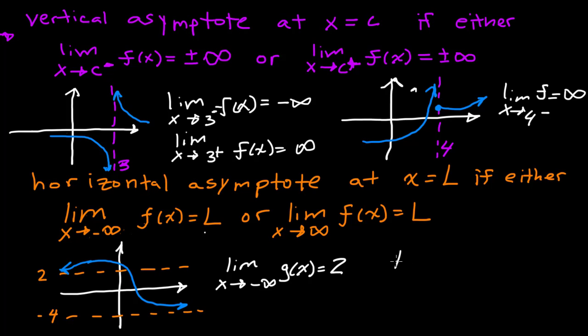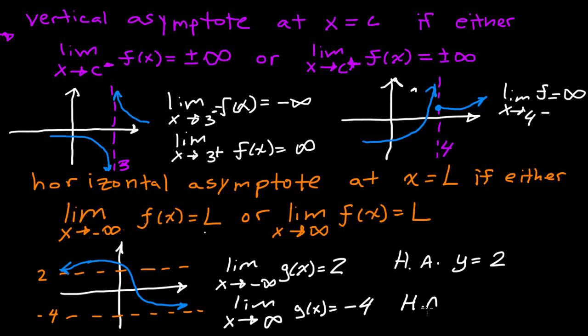So we would have a horizontal asymptote at y equals 2. Or we have the limit as x goes to positive infinity of g of x. We could say that that's equal to negative 4, because as we go down, it tapers off and approaches negative 4. So we have a second horizontal asymptote at y equals negative 4.